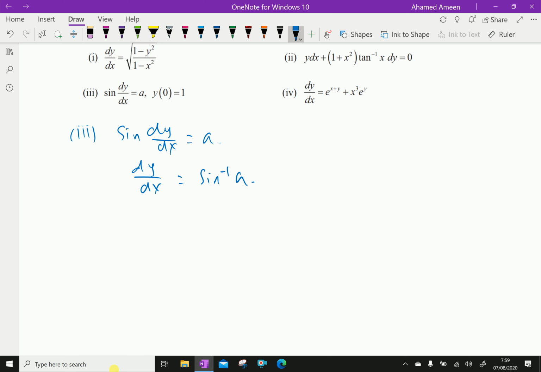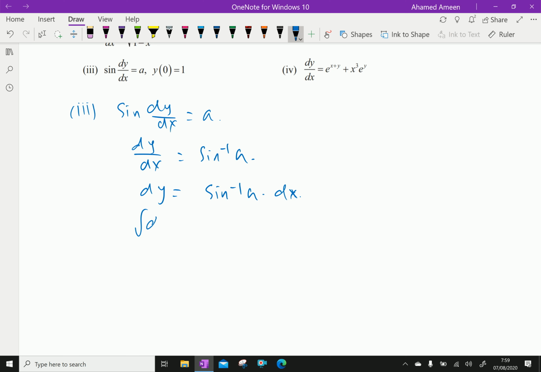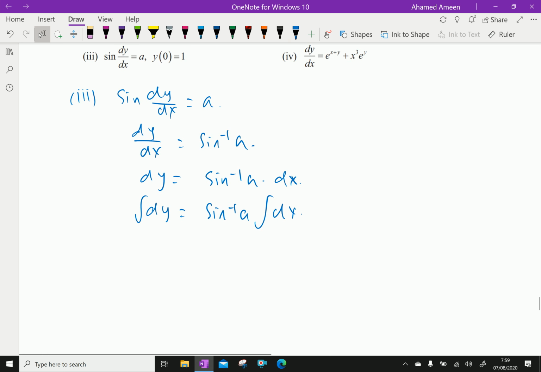Now, separating the variables, dy equal sine inverse a dx. Here, sine inverse a is the constant. Now integrating dy equal sine inverse a dx. So integrating dy, y equal sine inverse a, which is the constant, times integral of dx. Dx integration is x plus c.